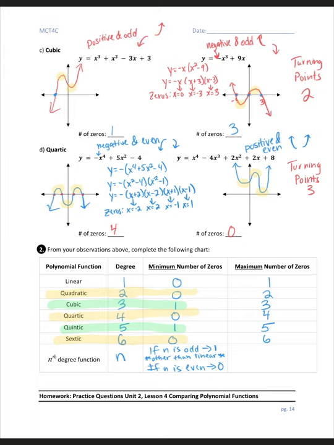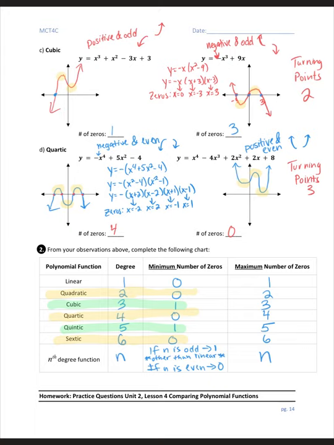How about the maximum? Let's make a comparison here. When we look at these, hopefully you see that the degree and the maximum number of zeros are exactly the same for all of them, right? If we had a quartic which had a degree of 4, the maximum number of zeros was 4, and that's true for all these relations. So we would say the maximum number of zeros is just whatever n is. And then the only other point I wanted to make was about those turning points.